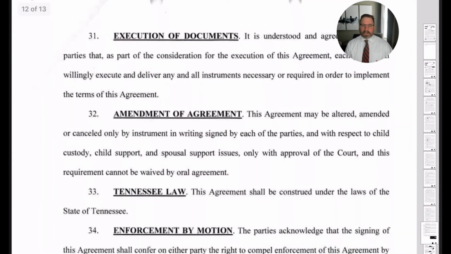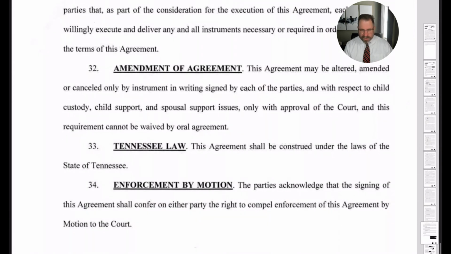Paragraph 31 commits both sides to sign any documents that might be necessary to sign later. For example, a car title. If somebody is awarded a car title that's not paid off yet, as soon as it's paid off, the other side has to sign it, for example. That's what this requires. Paragraph 32, if you want to change the deal after the fact, it can only be done in writing.